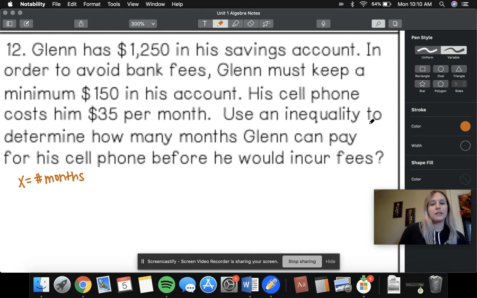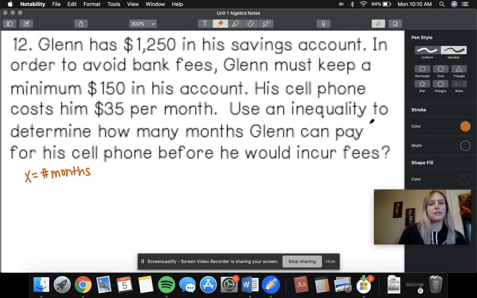All right, so there's a couple ways we could write this problem. It's basically how you interpret the total to be, okay? When I read this problem, this looks like the starting amount to me, so this will be one way to do it. So I start with $1,250, and he wants to avoid bank fees, so he must keep a minimum of $150. So to me, this would be the answer. So I'm gonna put $150 over on this side.